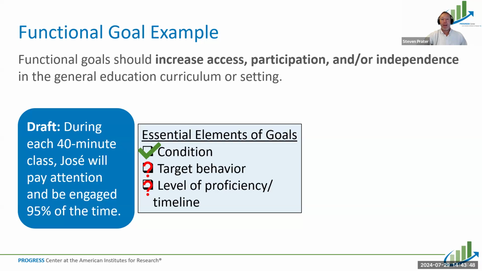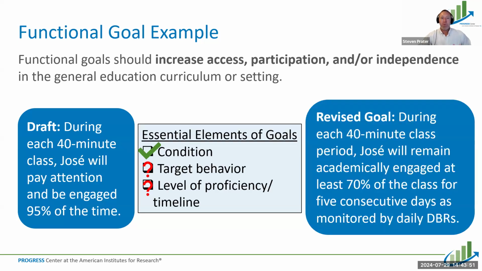Okay, so when we think about revising this goal a little bit, here's the example that we revised. During each 40-minute class period, Jose will remain academically engaged at least 70% of the class for 5 consecutive days as monitored by daily DBRs. I'll explain what DBR is in a minute, but let's take this one step by step first. The condition didn't really change, during each 40-minute class period, so that stayed the same. The target behavior we changed to Jose will remain academically engaged, and then we also have at the bottom there, as monitored by daily DBR.